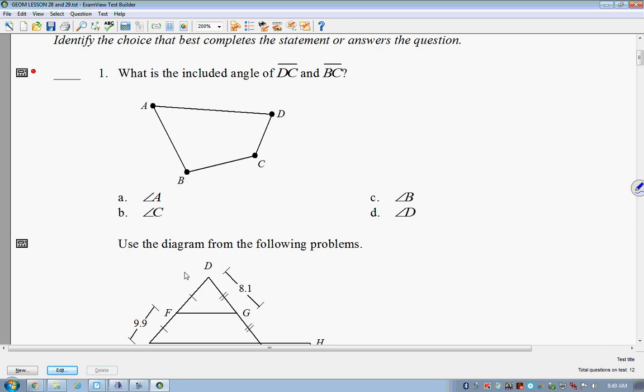All right, Maddie, what is the included angle of DC, that line, and BC? What is the included angle? So you're saying that this angle is the included angle. Do you still have your notes pulled up? Go back to the early part and read the definition for included angle. It should be the very first page of the notes from today. The angle formed by two adjacent sides, right? Based upon that definition, would you change your answer?